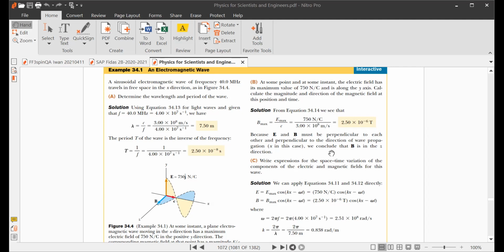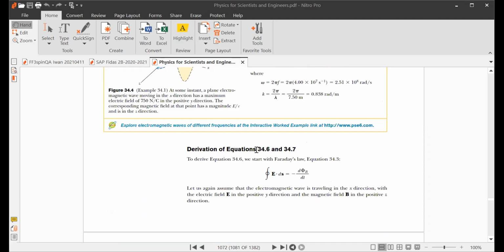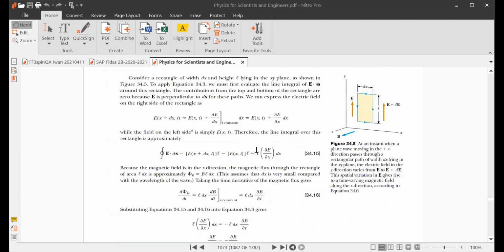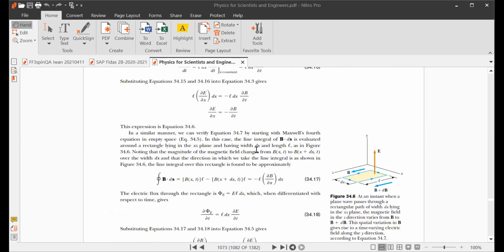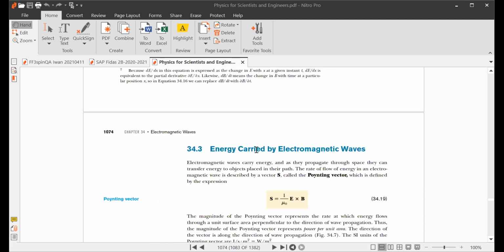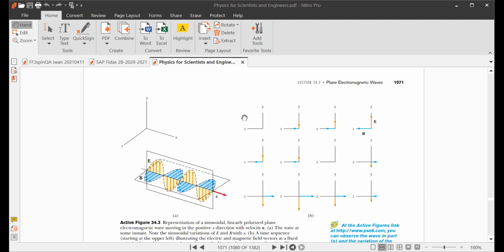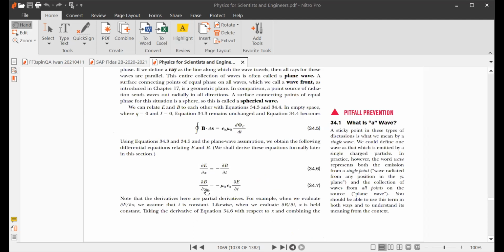Okay, is there any question? This is the example. Okay, this is the formal derivation of this, equations 34.6 and 34.7. So okay, don't you have any question now?